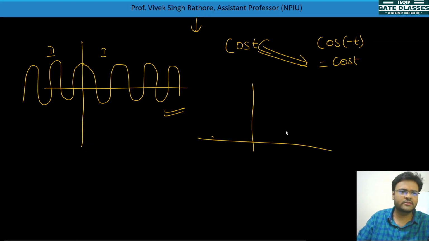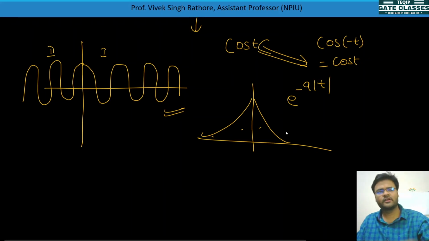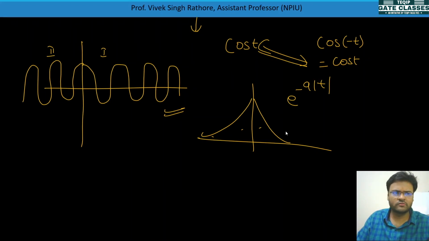If you plot some signal like e to the power -a mod t, this signal is also similar in nature. You can do it mathematically also. So this will also be even in nature.